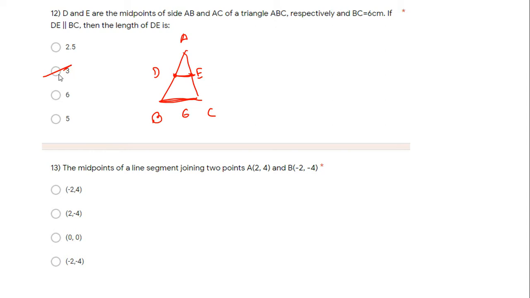If this is the midpoint, then this ratio is 1:1. Because this is the midpoint, the line segment joining the midpoints will become half of the base. So the answer is 3. Do you know this property or not? Don't know?